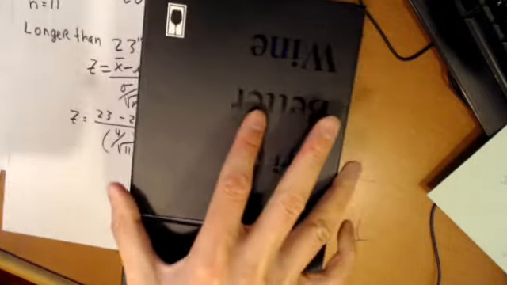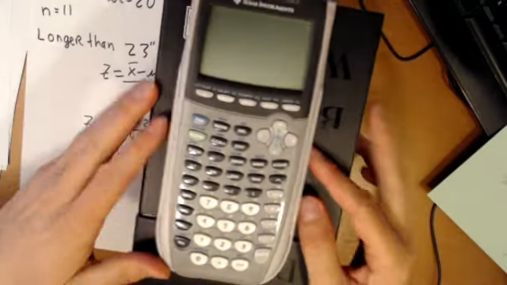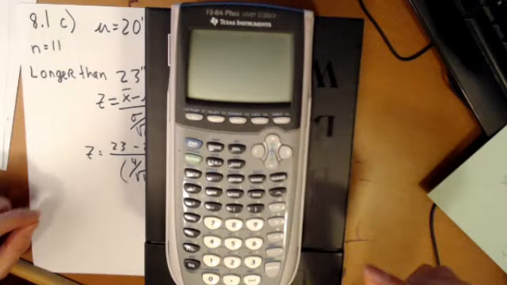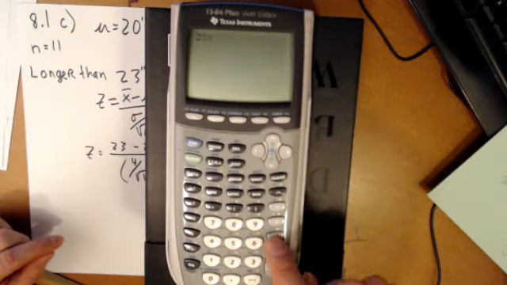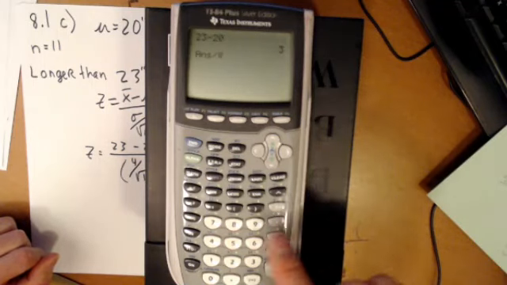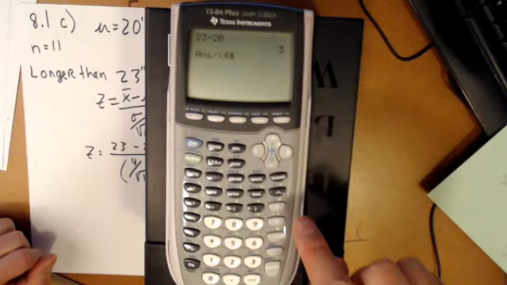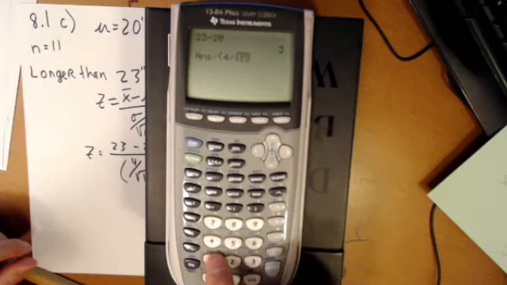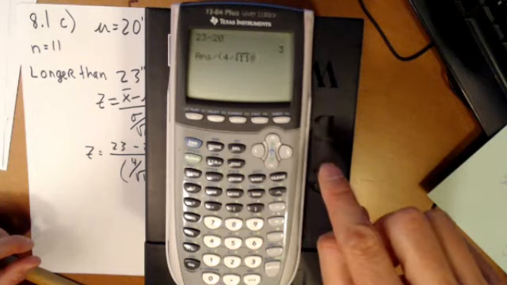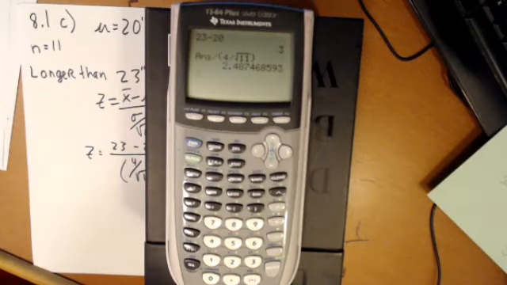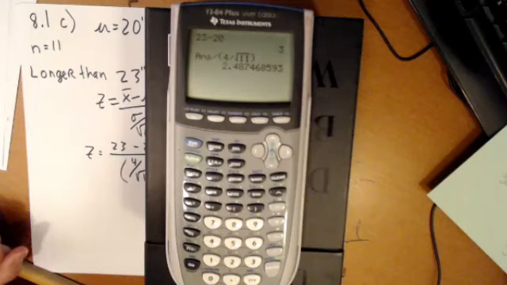So here's what I would do. On the calculator, clear. 23 minus 20, enter, divided by parenthesis 4 divided by the square root of 11. Get outside the square root, put an end parenthesis, hit enter. 2.48746. So we have to round to the hundredths, so 2.49.